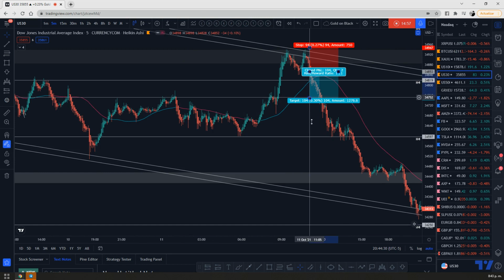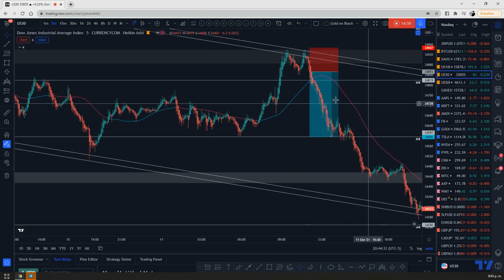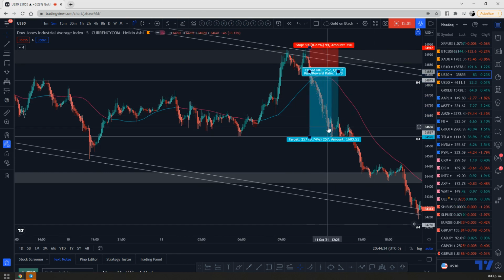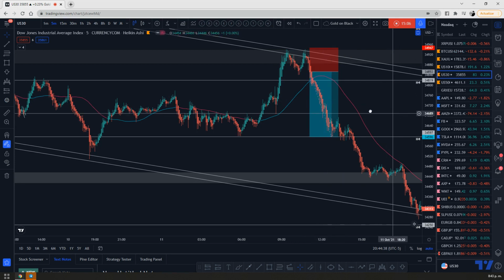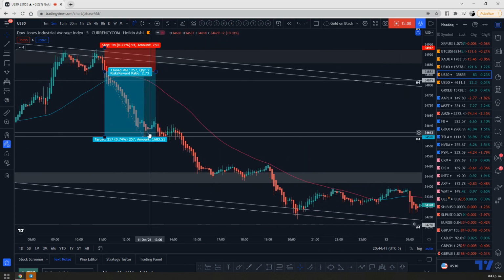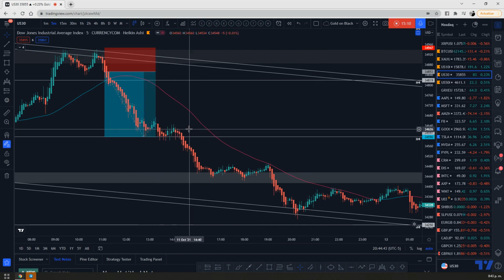Take profit, you can aim to the next zone. This is the next zone right here. So this is a 257 pips take profit, and you're risking 94 pips. So if you still want to hold it, you're still not seeing that much of a big reversal.